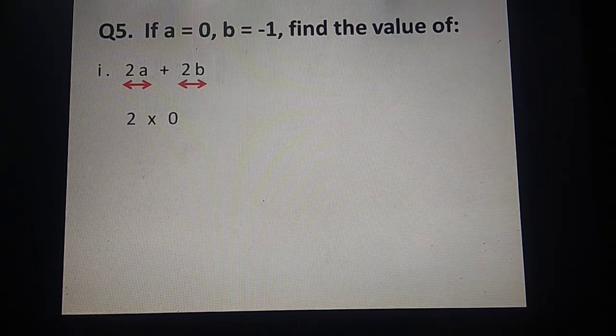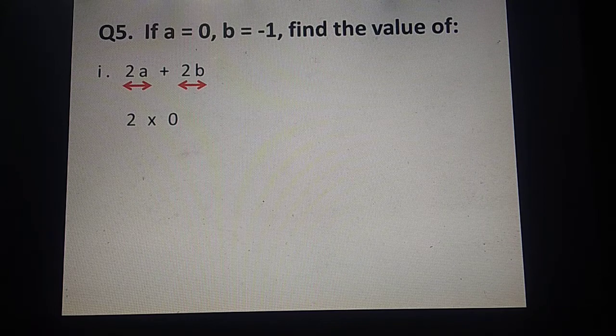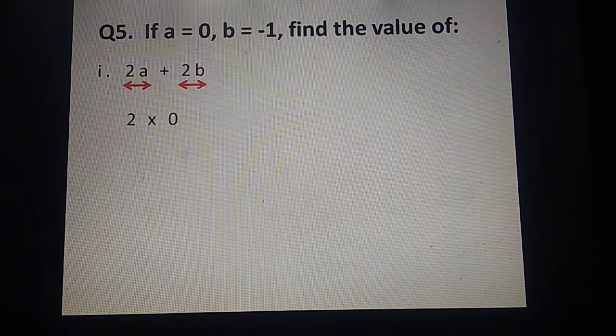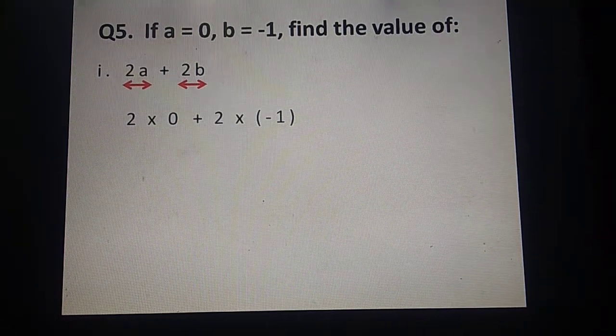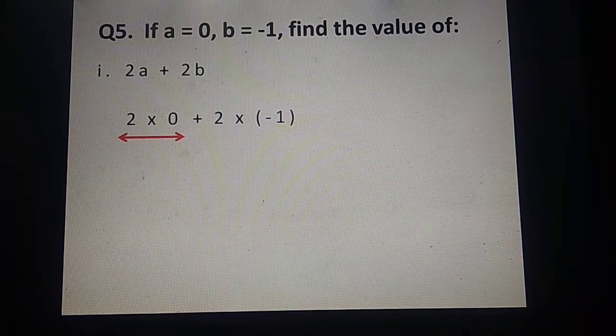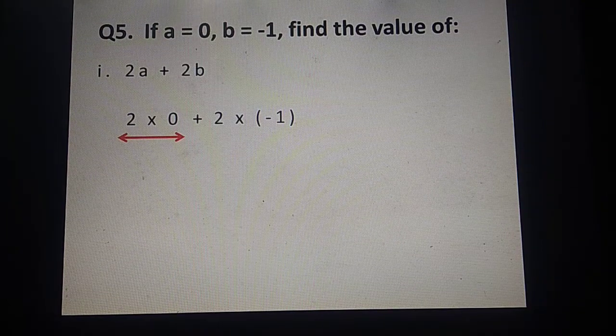Now the second term is 2b. That is 2 into b. Now in place of b, you will put minus 1. So you will get 2 into minus 1. Now solve term by term. First is 2 into 0. Number multiplied by 0 gives you 0.